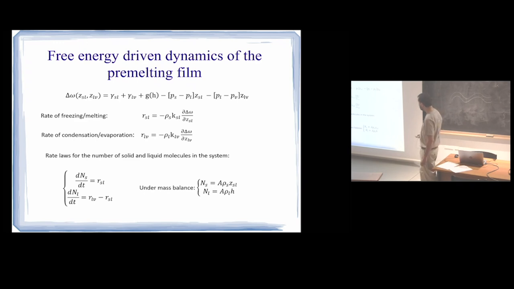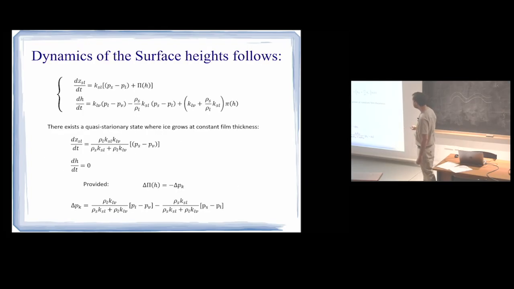Now I consider mass balance. This is a plain mass balance. Total number of solid atoms will be dictated by the height of the solid surface. Total number of liquid atoms will be dictated by the thickness of the pre-melting film. Plug this into these equations together with this, and it's a simple exercise to get these equations. This is the rate of growth of the solid liquid surface. This is the rate of freezing. And this is the equation for the evolution of the film thickness. Okay? So now I have a set of two coupled differential equations.